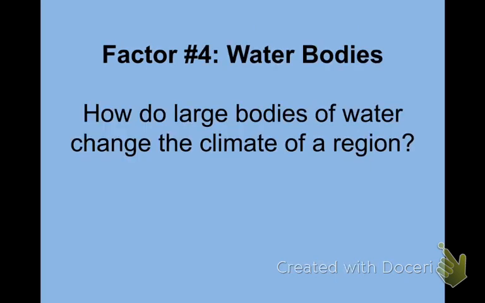Factor 4, large bodies of water. Now, this isn't just talking about like a pond. This is looking at like a large lake or even the ocean. So a large body of water, if you remember the difference in how land and water heats, which hopefully you do, land heats very quickly. So land will get very, very hot, and then it will get cold very, very quick. Water takes forever to heat up and forever to cool down. It changes temperature very slowly.